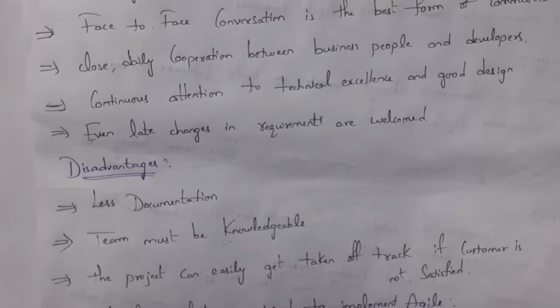And next disadvantage is the project can easily get taken off track if customer is not satisfied. After developing complete software, if customer is not satisfied, then they need to start work from the beginning because customer satisfaction is highest priority in agile model. So if customer doesn't like their software, company will simply throw out their software.